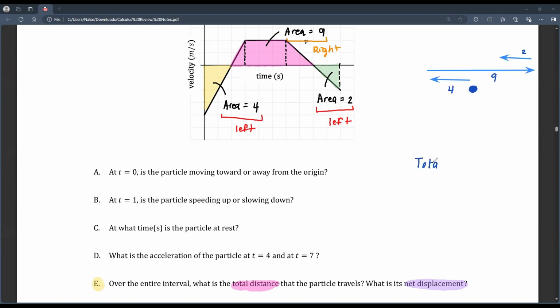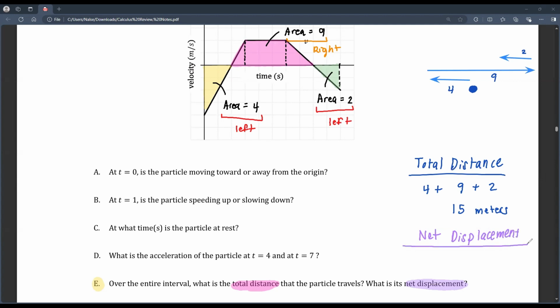The total distance can be thought of as the total movement of the particle, so it doesn't matter if the particle moves left or right because both motions contribute to the particle's total movement. We can add all of our areas together to find the total distance traveled by the particle.